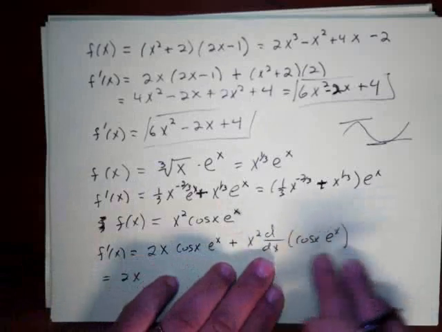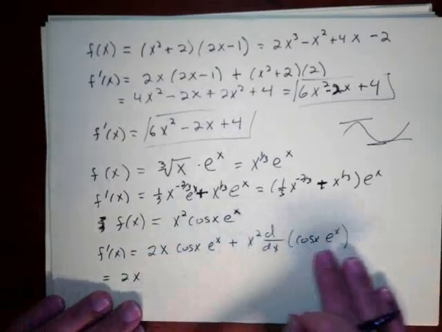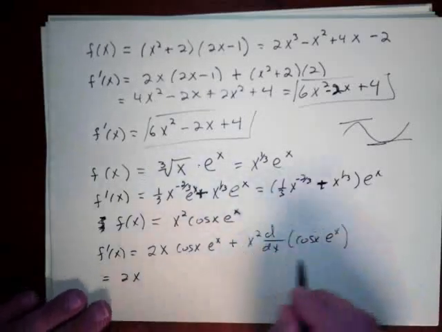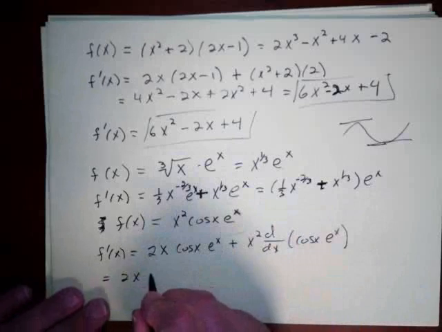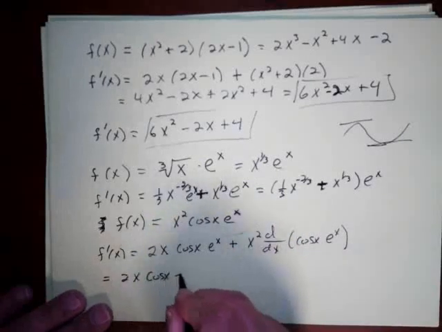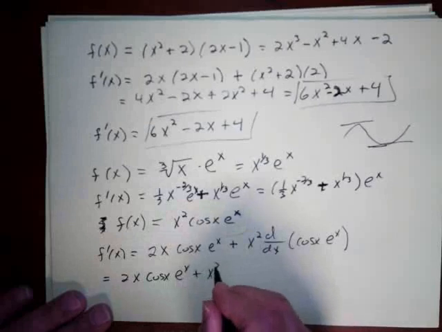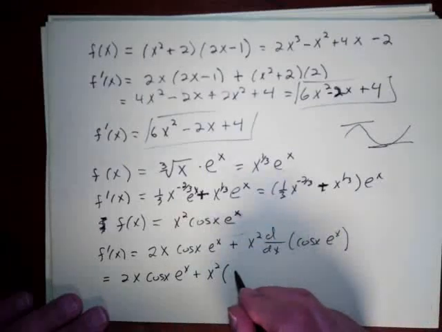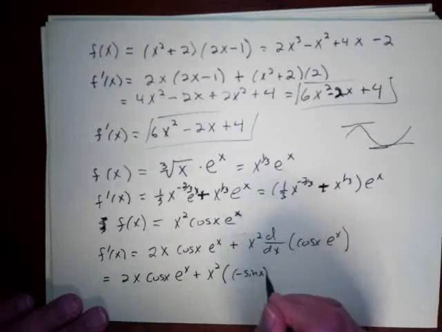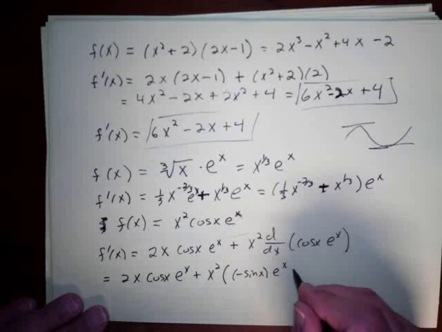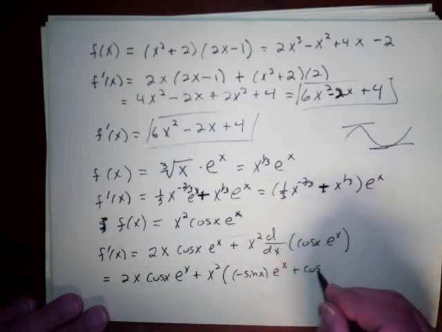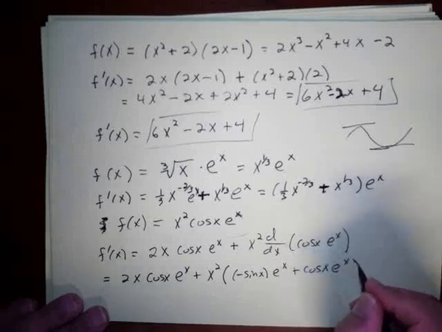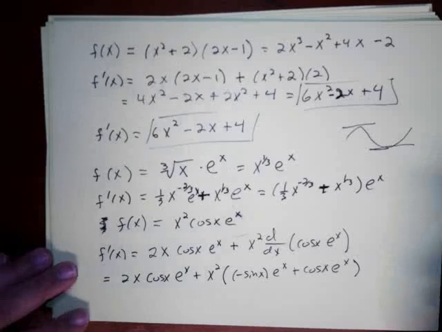For this one, it might have been easy enough to just do it, but oftentimes I find this sort of notation helpful. And I'll show you other examples too. So here I'm going to write this again: 2x cosine x e to the x plus x squared, and then I'm going to take the derivative of this. So it'd be the derivative of cosine, which is negative sine x, times e to the x, plus cosine x, and then the derivative of e to the x is just e to the x. So it would look like that.